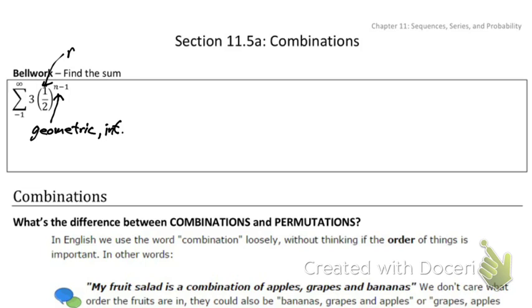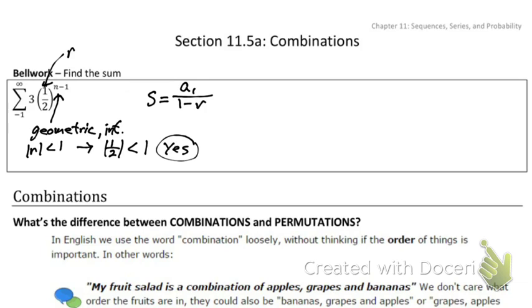So when it's geometric and infinite, the first thing you're going to do is make sure your R absolute value is less than 1. So in this case, we have 1/2, absolute value less than 1. Yes, it is. So you can actually find the sum. As soon as you know you can find the sum of a geometric, you have a formula to solve this. Your formula for an infinite geometric convergent sequence is going to be your sum equals your first term divided by 1 minus R.